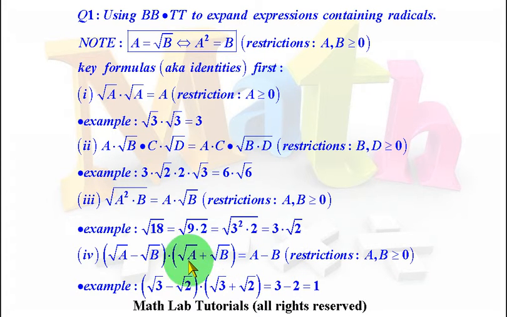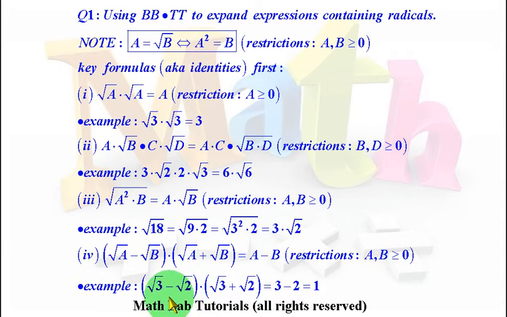Whenever you multiply conjugates together, you will remove all the radicals. So this is a very, very important property. That's the way we remove radicals, by multiplying by the conjugate. Restrictions: both arguments a and b have to be greater than or equal to 0.